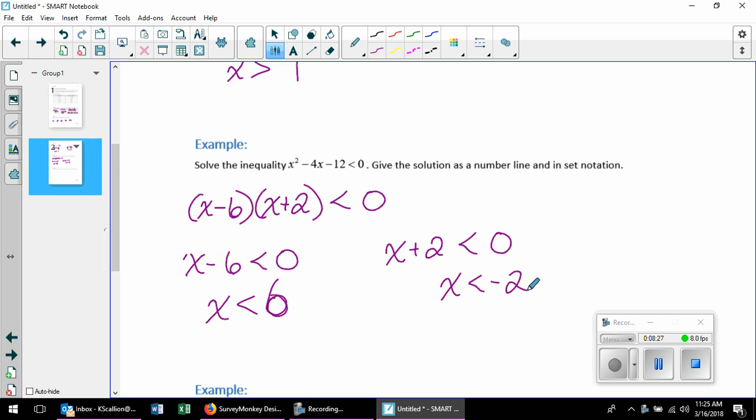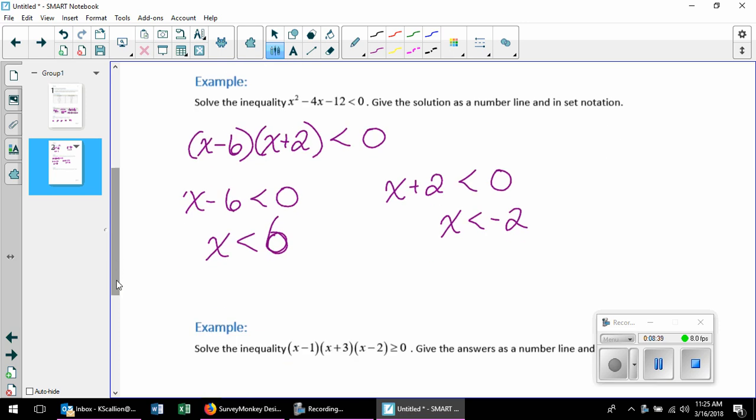Now we're going to write that as an inequality. Or how are we going to put that in set notation? Okay, so I know on my number line I'm going to have two numbers, right? I'm going to have a +6 and a -2. Are they going to be open circle or closed circle? Open, because there's no equal sign. And now I'm going to figure out, am I going in between those two dots or away from those two dots?